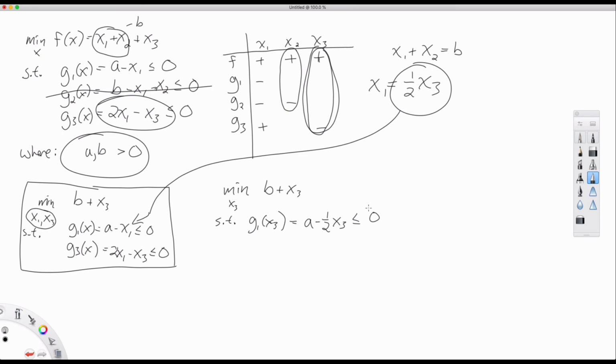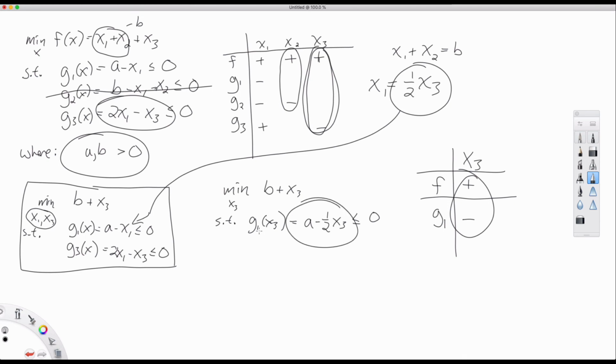Now that we've simplified it, I wonder if there's something else we can learn. Let's construct a new monotonicity table for the simpler problem. Here we only have x3. f is increasing with respect to x3. g1 is decreasing with respect to x3. And because of that, we can identify that g1 is active. And if it's active, then it's tight, and we can perform substitution yet again.